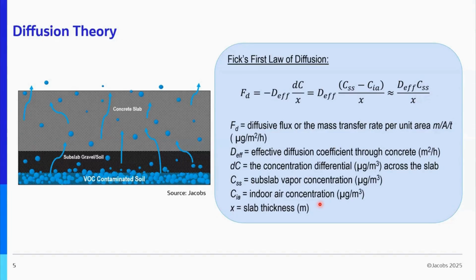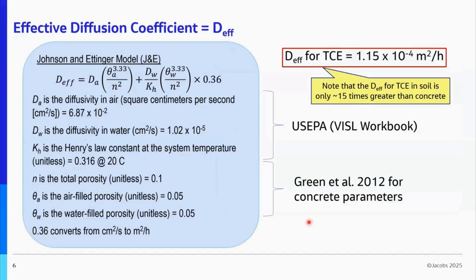It's pretty straightforward, but the nut to crack here is, what is the diffusion coefficient that we use for calculating the theoretical amount of diffusion through a concrete slab if we know the subslab source strength? Well, when we started digging around, we found that the Johnson and Ettinger model is actually a pretty good theoretical basis for this. There's an equation that's part of the J&E model for diffusion. You could use this for soil, but you can also use it for concrete.